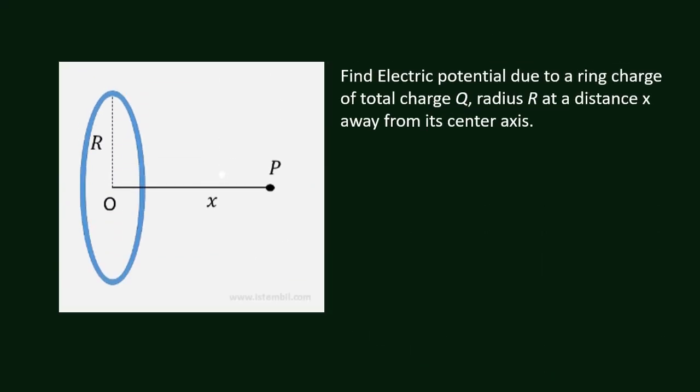Hello all. So we're together again in a ring charge problem. This time we're going to be calculating the electric potential due to this ring charge, again at its center axis at a distance x from the center. And this charge Q is uniformly distributed across the length of the ring.